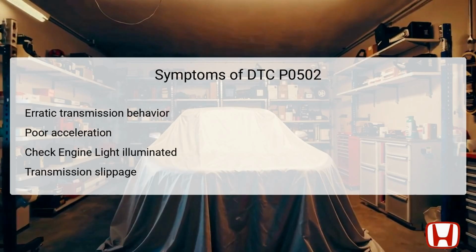When DTC P0502 is present, several symptoms may manifest during vehicle operation. One of the most noticeable symptoms includes erratic transmission behavior, which may result in unusual shifts or delays in acceleration. You may also experience poor acceleration, as the transmission may struggle to engage properly without accurate speed input. Additionally, the check engine light will typically illuminate, indicating a fault within the vehicle's electrical system.